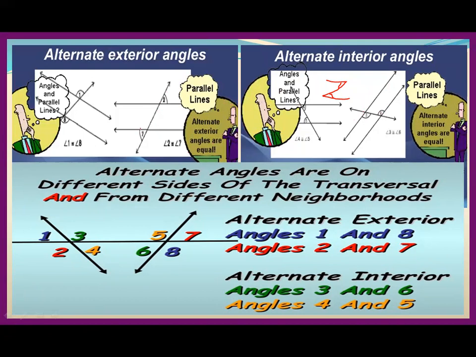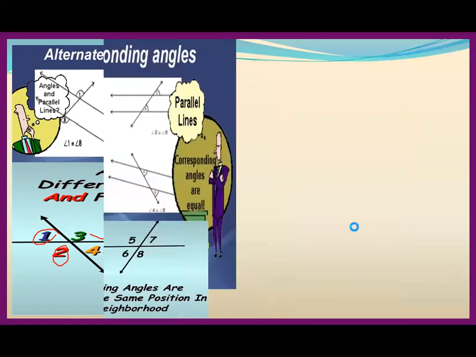Here again you have interior and exterior. For example, 4 and 5 are interior alternate angles. They are within the two parallel lines. And 3 and 6 are interior alternate angles. Whereas 2 and 7 are exterior alternate angles and 1 and 8 are exterior alternate angles. If the two lines are parallel, then these alternate angles are congruent, or you call them equal.